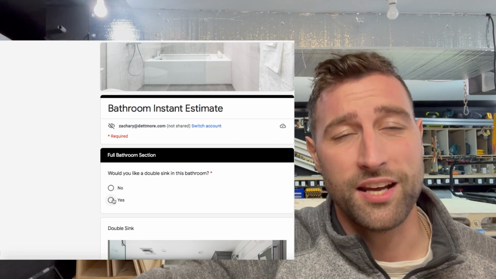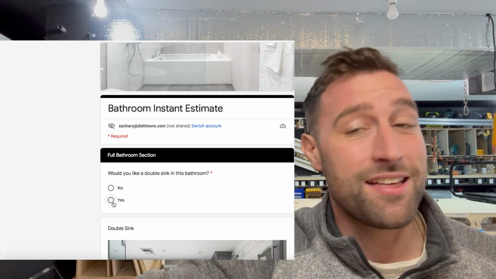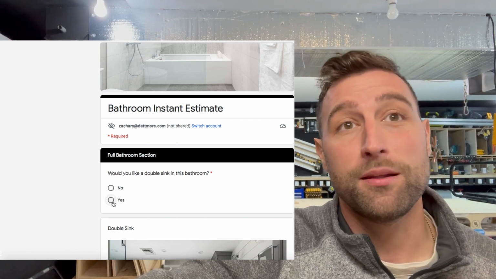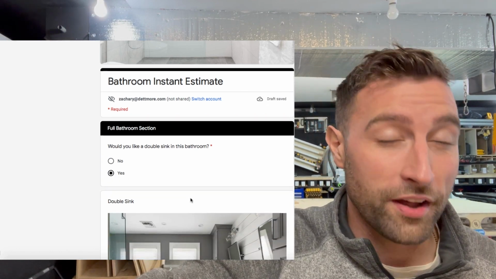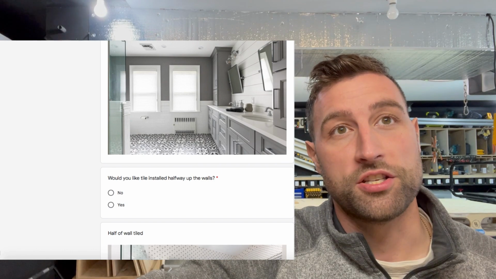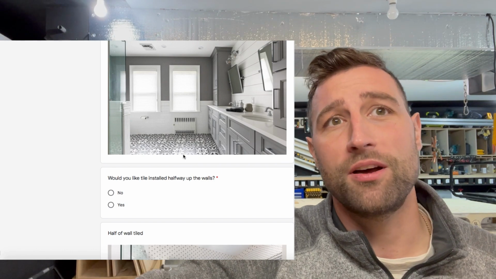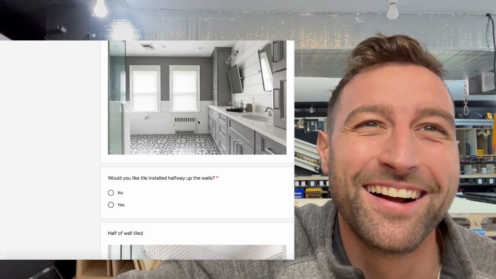Would you like a double sink? So are we adding a sink? That always adds another vanity, and the plumber needs to do a whole other rough-in. Yes, I would like a double sink. And there's a picture of a double sink for people who are visual.